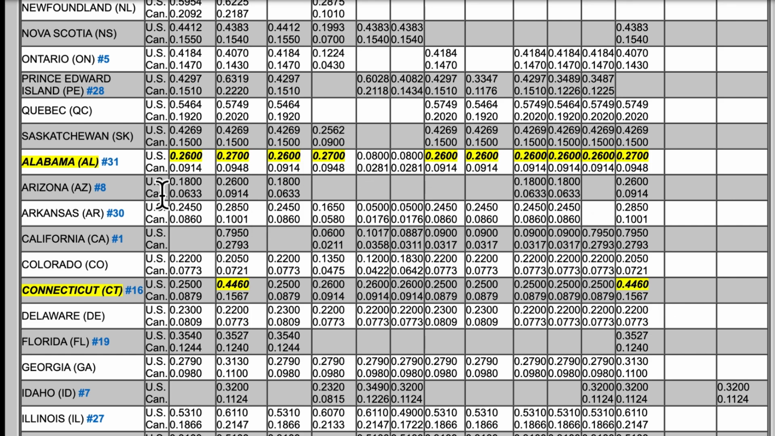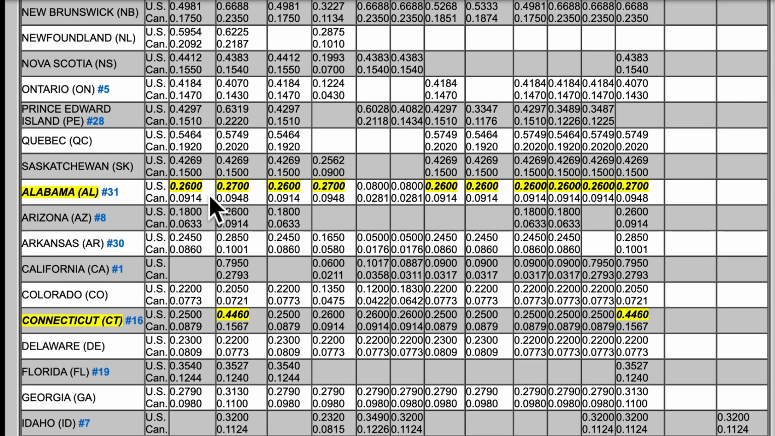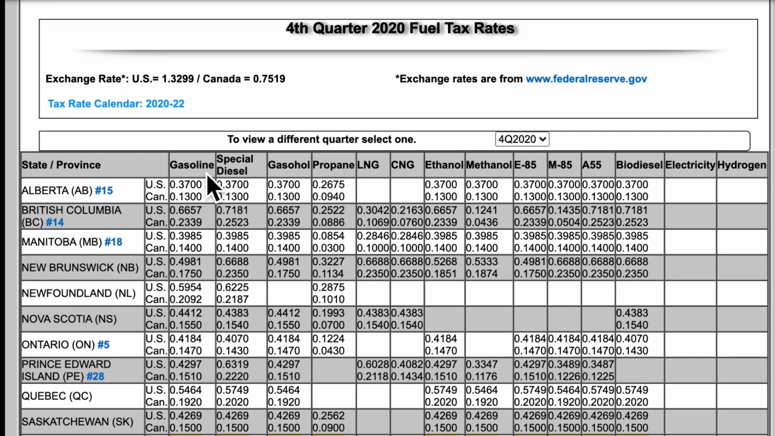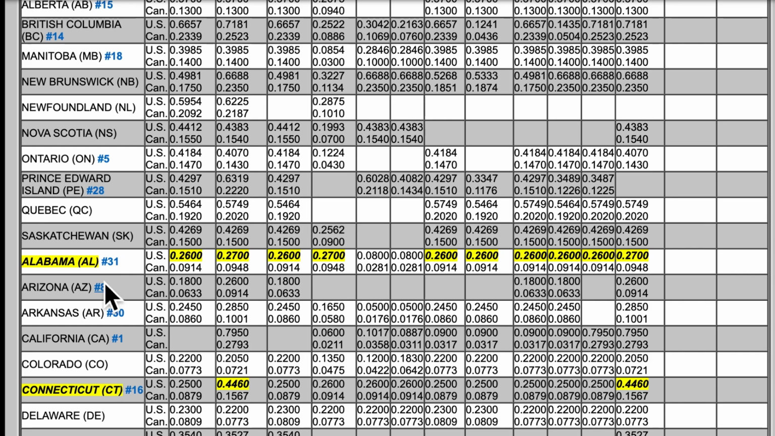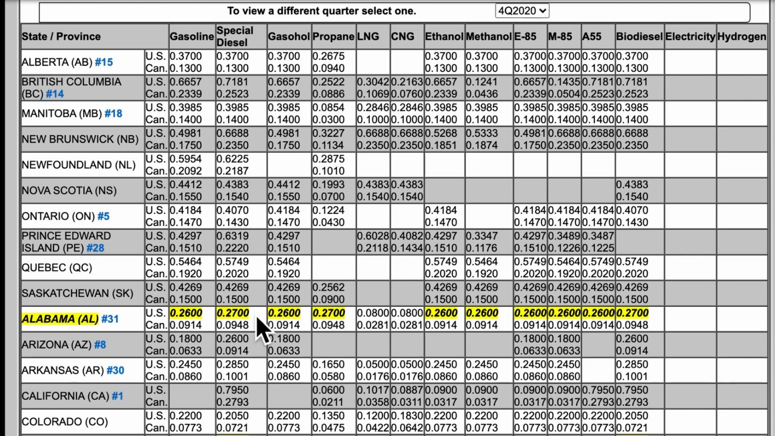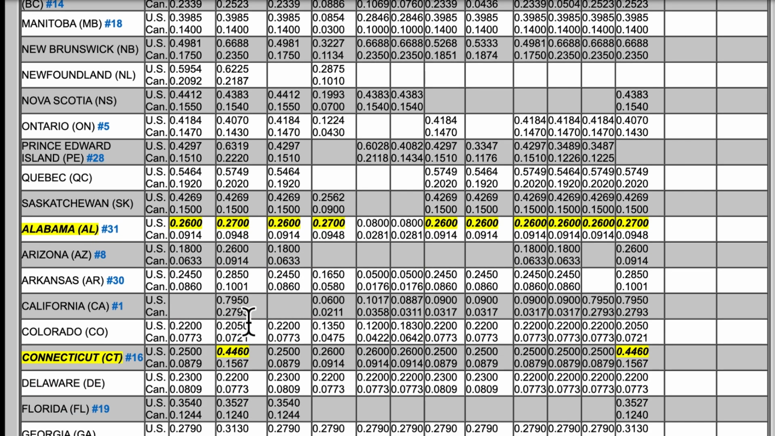So for instance, let's look at Alabama right here. Again, here's gasoline, here's special diesel. So we're in the second column, okay? Alabama's tax rate is 27 cents, all right? And that's all you need to know, it's 27 cents. Arizona is 26 cents. Arkansas is 24 and a half cents. You see that?